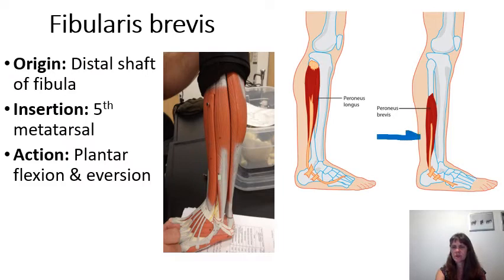Here we have a clearer picture of fibularis or peroneus brevis, which originates on the distal shaft of the fibula and inserts on the fifth metatarsal. The action of fibularis brevis is also to plantar flex and evert the foot at the ankle.